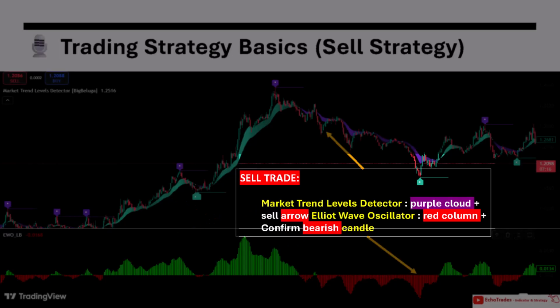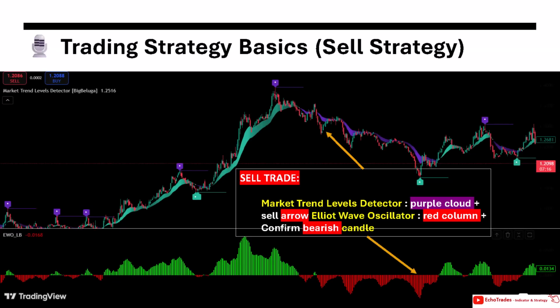Right. And for a sell signal confirmation, it's just the reverse. You're looking for that purple cloud from the trend levels detector. You want red columns on the Elliott wave oscillator. And confirmed by a bearish candle closing lower than it opened, showing that selling pressure. And when those conditions align, then you consider placing your order. For a sell trade, your stop loss, that safety net, goes just above the purple line from the trend levels detector. For a buy trade, the stop loss goes just below the green line.